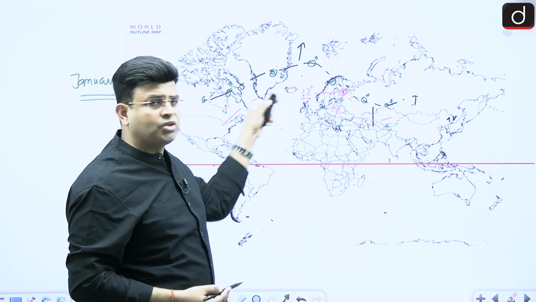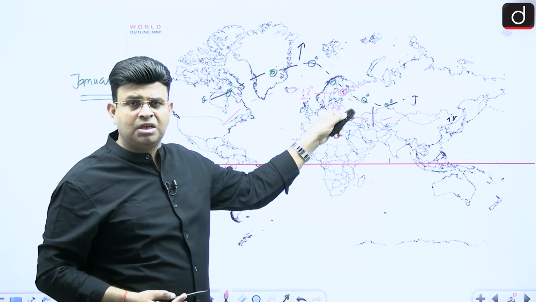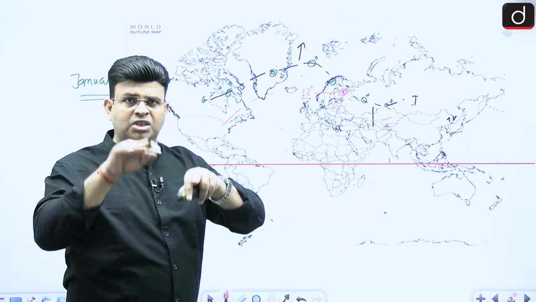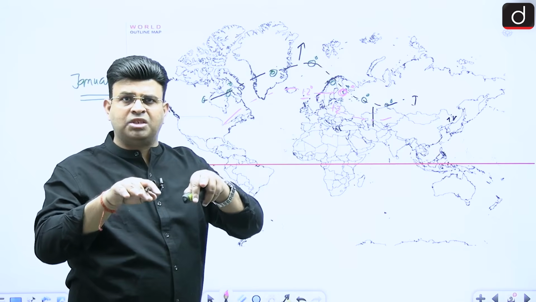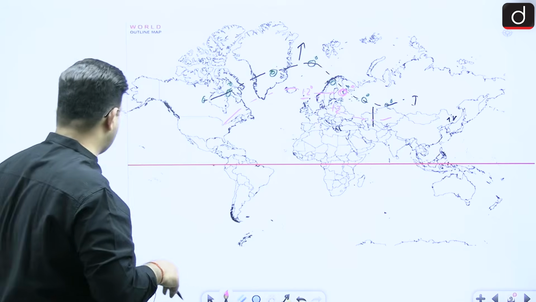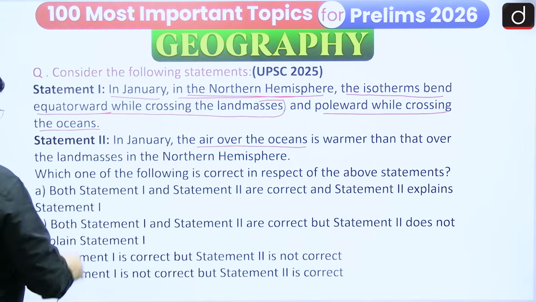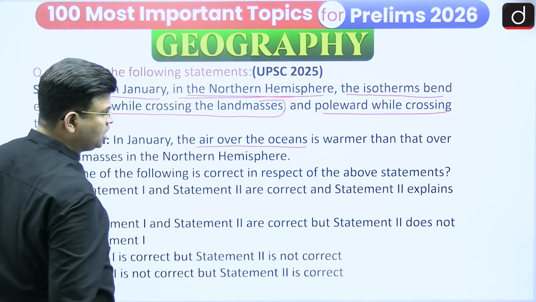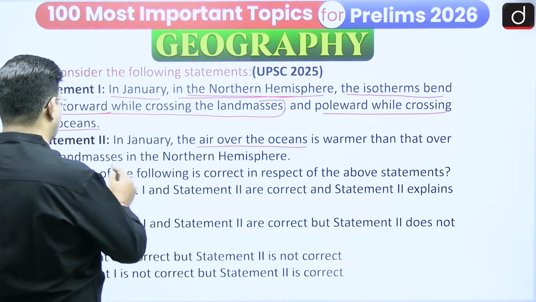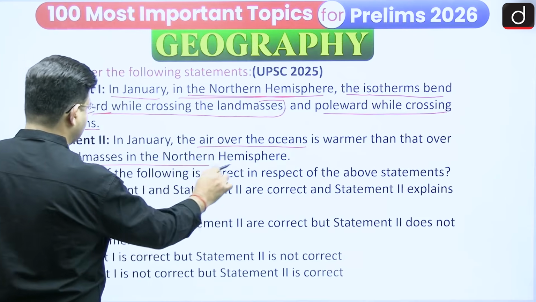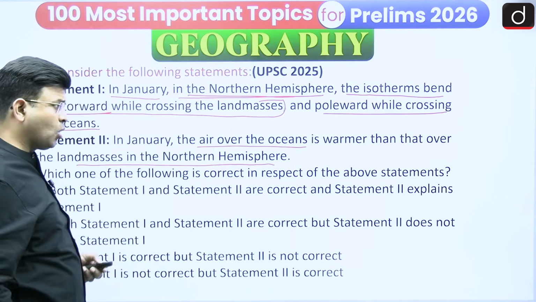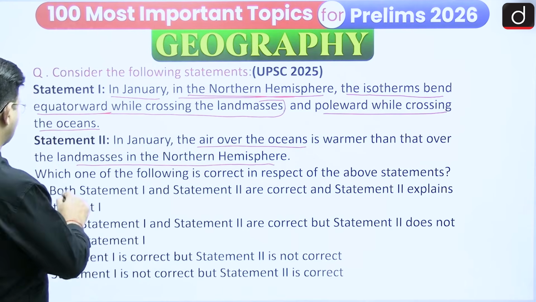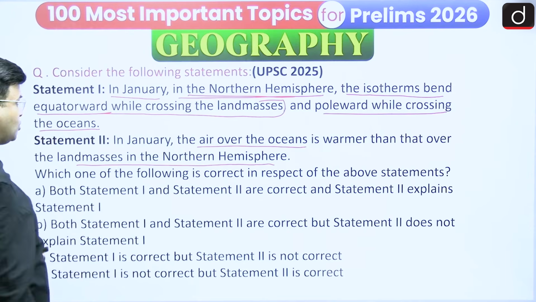So we can say that if, in the same region, the measurement is warmer or colder, it will not be far away. So what we can say on the basis of that, this question you can answer: in January the air over the ocean is warmer than that over the land masses in the northern hemisphere. So accordingly, you have to answer this question, and I am waiting for it.